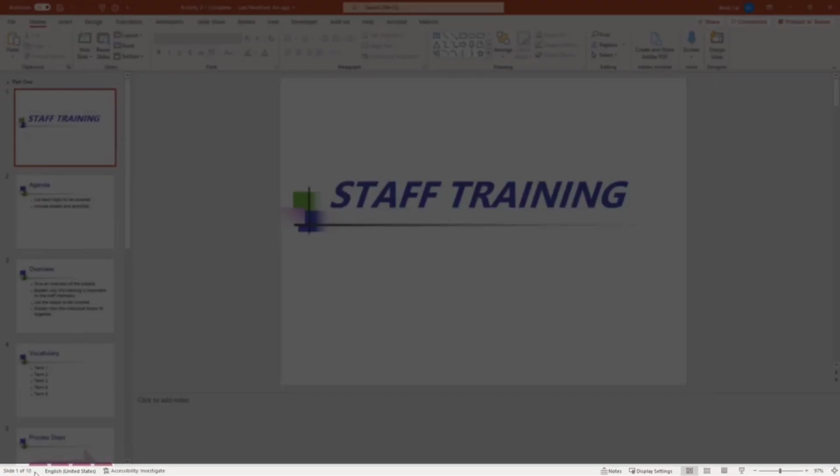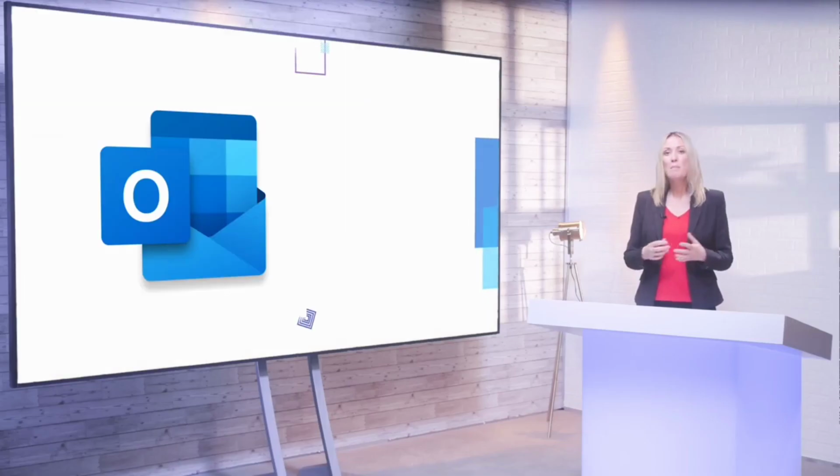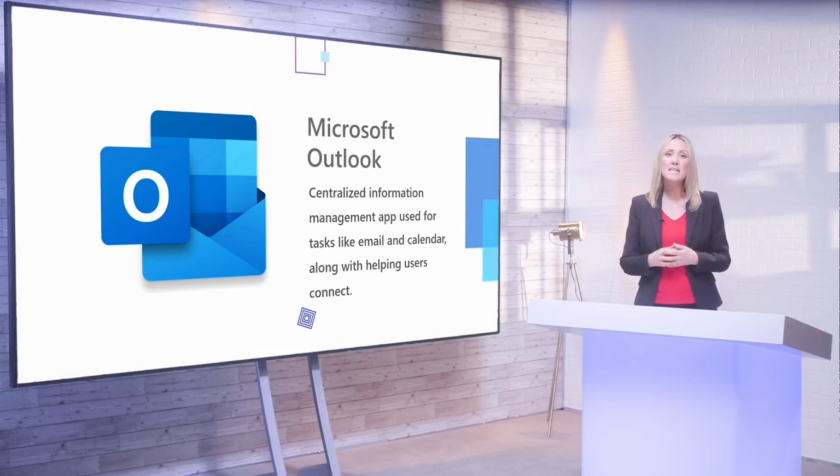Finally, there's the status bar. This bar is used to display information about the presentation, like the slide number and default language. You've now started your journey to creating professional and exciting PowerPoint presentations, having learned to navigate the app's interface and locate its main features. Microsoft Outlook is a powerful and easy-to-use information management application.